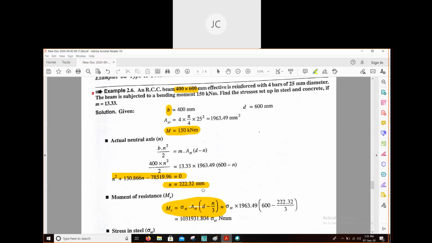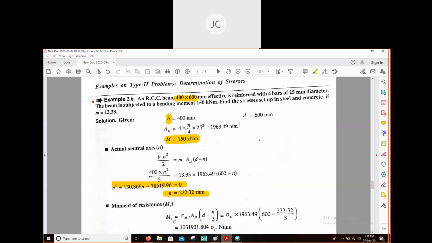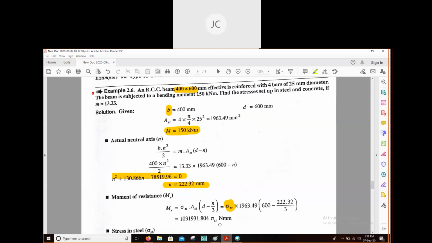Whenever nothing is mentioned in a question, you have to assume that our section is under reinforced. Then only it will be stable. Now we will use this equation to find the moment of resistance. Moment of resistance equals sigma st into ast into d minus n by 3. But in this question sigma st is also not known. Till now we don't know the value of sigma st, the stress in steel.